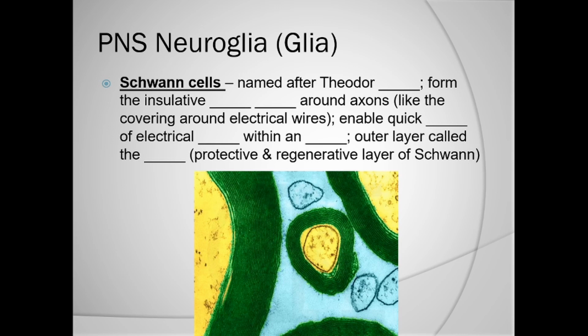The outer layer is called the neurolemma. It's the protective and regenerative layer of the Schwann cell. If any damage is done, it's a regenerative type of cell, and it can repair itself and regenerate. These are the cells that form the covering around the axon.